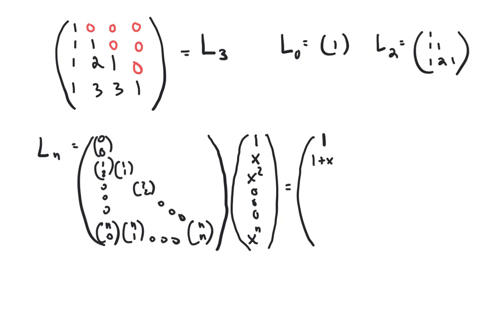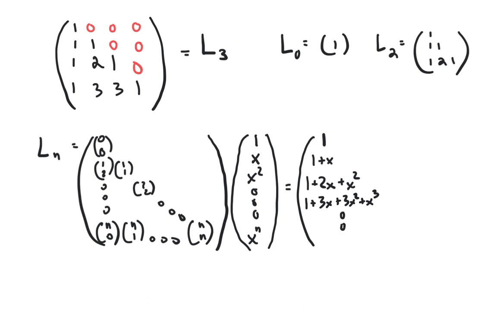Now let's look at the next one. This would be 2 choose 0 times 1. And anything choose 0 is 1, so we have 1. And then we have 2 choose 1 times x. 2 choose 1 is 2, so we're going to get 2x. And then we're going to get 2 choose 2 times x squared. So that's 1 times x squared. So we get x squared. And here we're going to have 3 choose 0, 3 choose 1, 3 choose 2, 3 choose 3 times 1, x, x squared, x cubed, respectively. So we're going to get 1 plus 3x plus 3x squared plus x cubed.